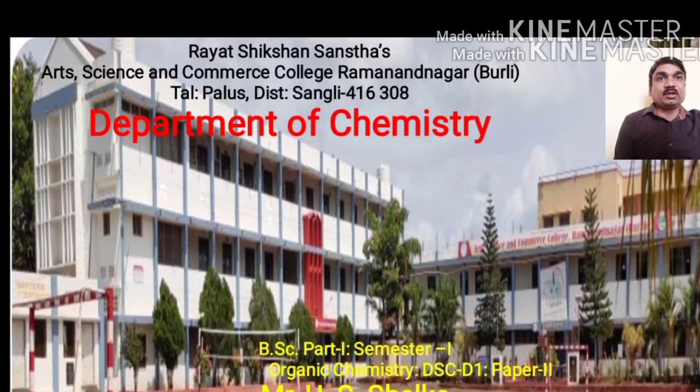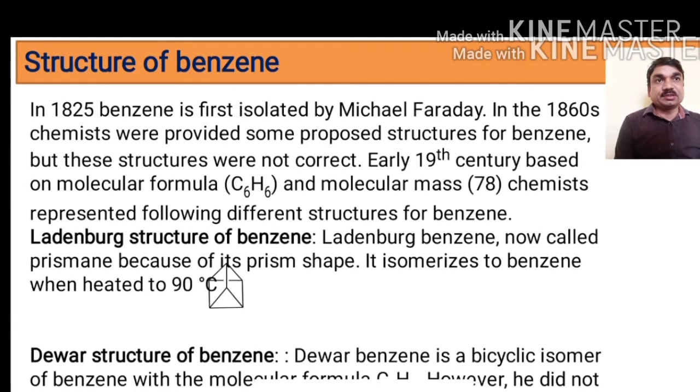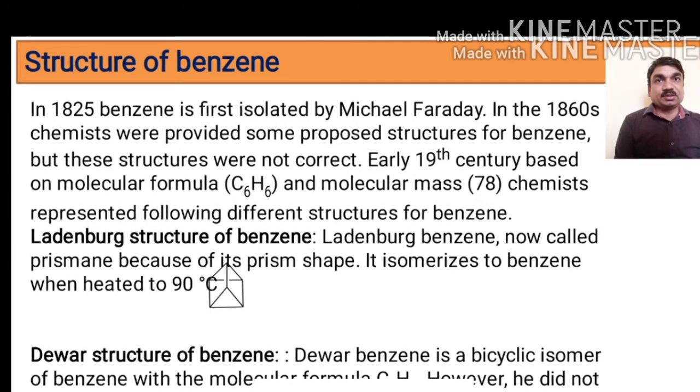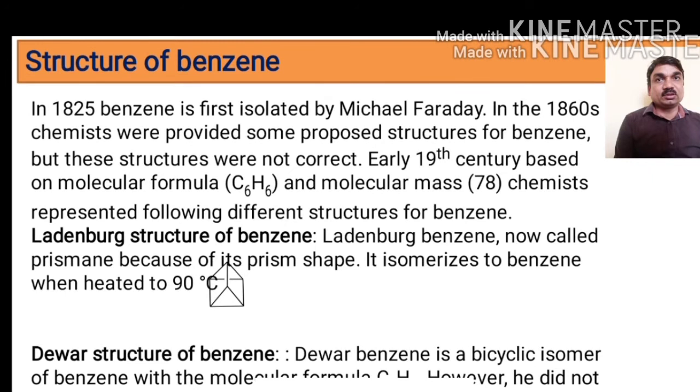Next is the Kekulé structure. The correct structure of benzene was proposed by Friedrich Kekulé in 1866, which contains multiple bonds. Kekulé proposed a planar hexagonal ring structure for benzene containing alternate single and double bonds. According to the Kekulé structure, benzene should undergo electrophilic addition reactions like other compounds containing double bonds, but it doesn't. Instead, it undergoes electrophilic substitution reactions.